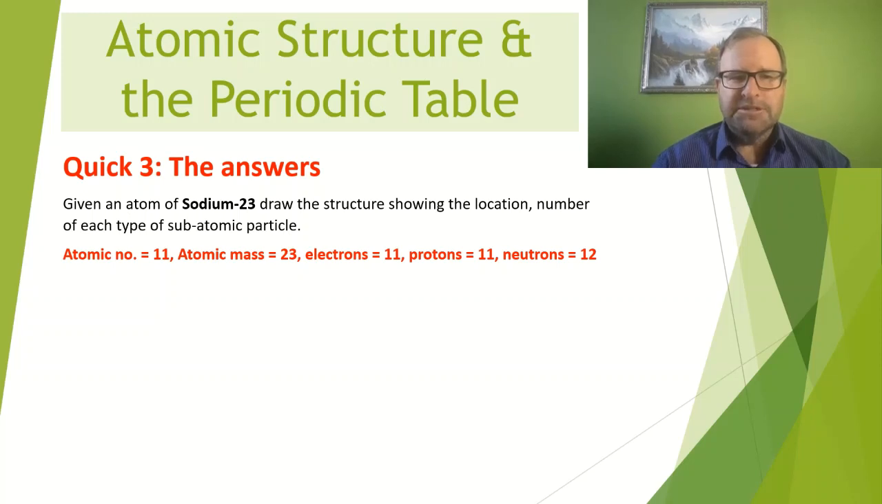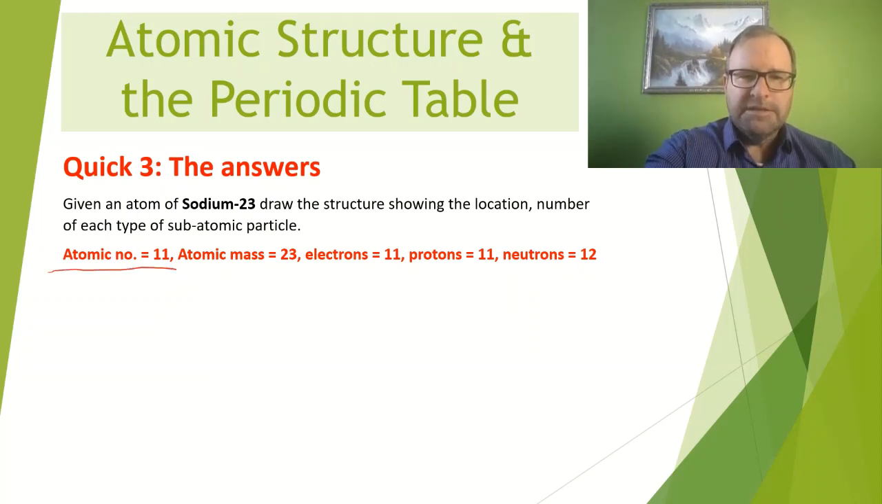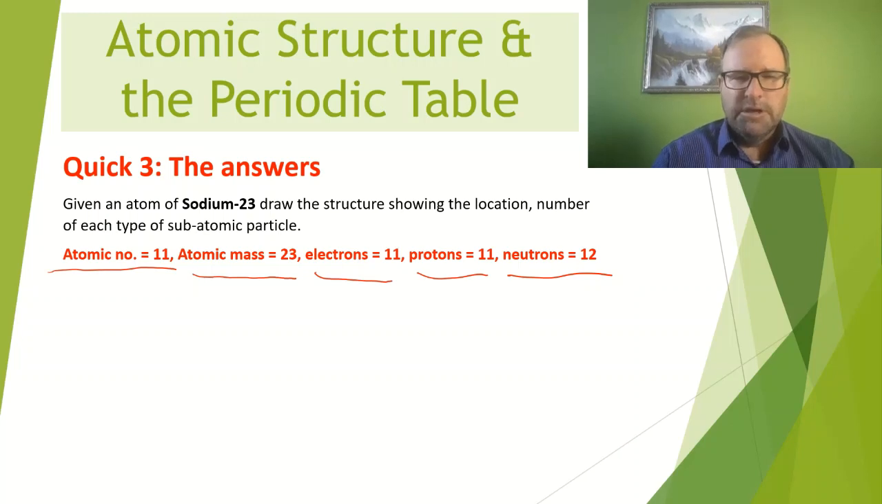Okay, given an atom of sodium, now we're using the knowledge that we've got, and we're using the periodic table in a more detailed way, but you'll have to learn the periodic table's first 20 elements, pretty much by rote, but that'll come in the next video. Here we go. So show the location and number of each type of subatomic particle. We've got written down the atomic number is 11, atomic mass is 23. This is from the periodic table. Electrons 11, protons 11, neutrons 12. We'll go into a little bit more detail of how you work out those numbers in the next video following this.